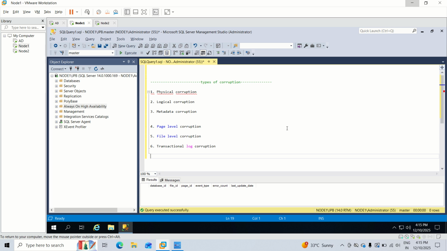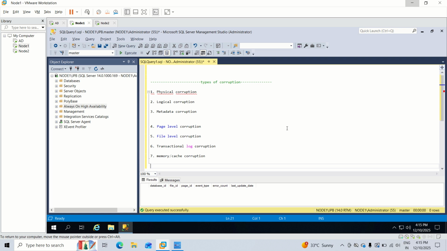Next one is memory or cache corruption. This is rare but happens due to bad RAM or drivers. When this happens you see random errors, query failures, and SQL Server crashes.